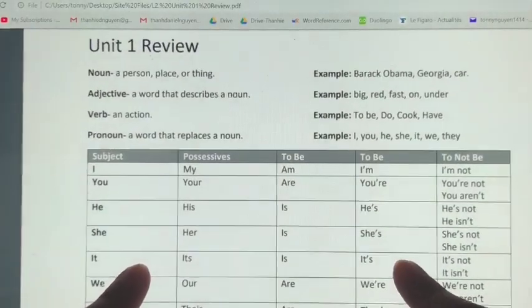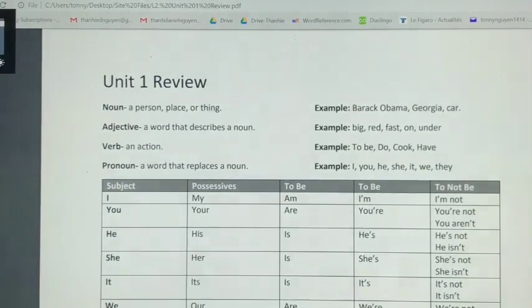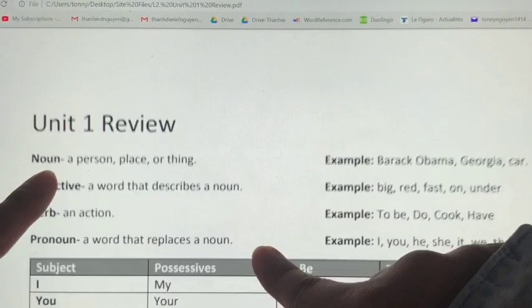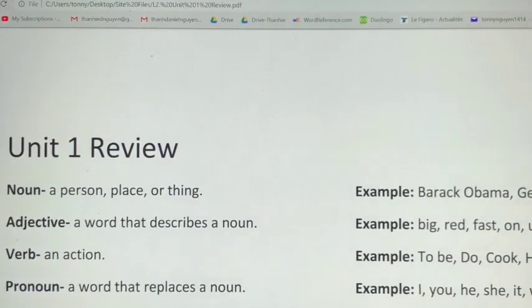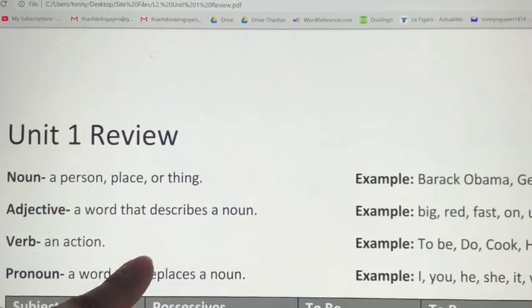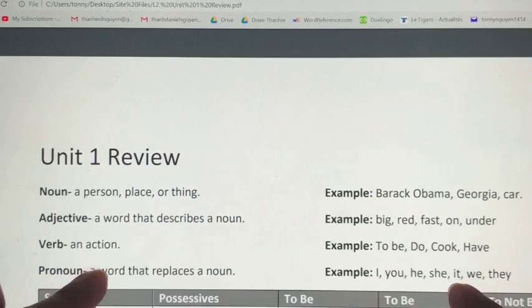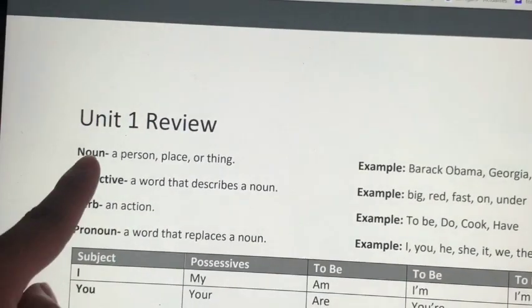Wow, we are going really far back, all the way to January. We're going to review Unit 1. So first, let's look at some vocabulary. This is on your Unit 1 review. You probably still have this from January. Right, so we have nouns.